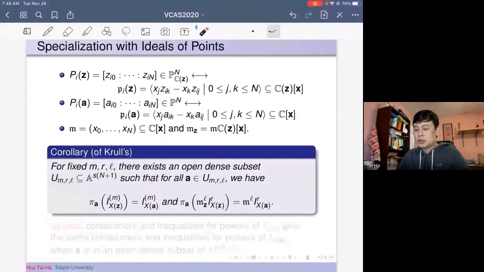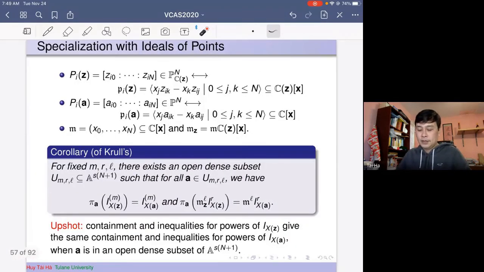And the specialization of a power of the maximal ideal times an ordinary power of the ideal of the generic set of points is the same power of the maximal ideal times the same power of the ideal of the specialized set of points. So the upshot is, if we have containments and inequalities for powers involving a symbolic and ordinary power of the ideals of the generic set of points, we get the same containment and equality for powers of the ideals of the specialized set of points, provided that this is in some open dense subset of the parameter space.